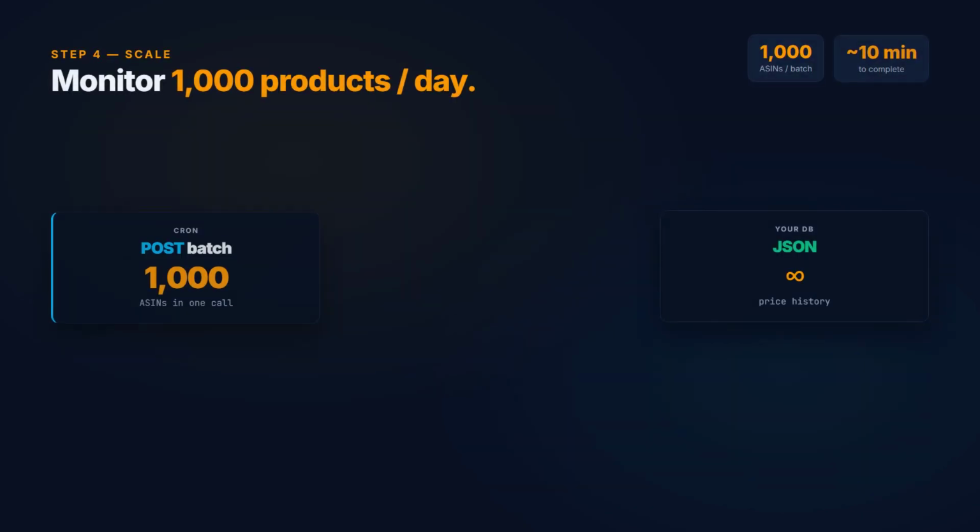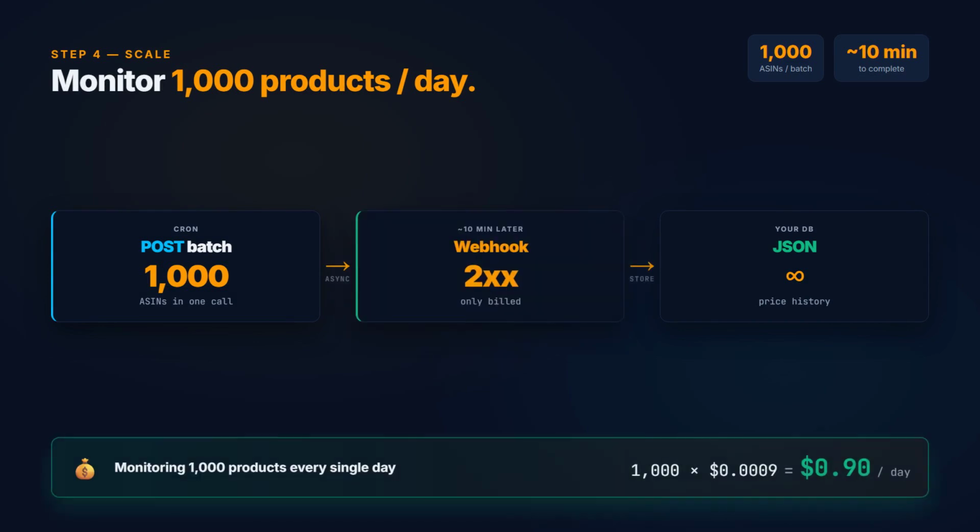Now here's where this gets cheap at scale. The batch endpoint takes up to 1,000 ASINs in a single post request. It runs async. You get a webhook callback when it's done, typically 10 minutes for a full batch. At 90 cents per 1,000 requests, monitoring 1,000 products every single day costs you 90 cents a day. That's it. Set it up on a cron job, pipe the webhook into your database, and you've got a price tracker that actually scales.